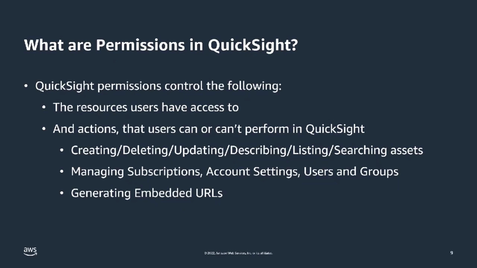Some of your users as well, so your administrative users, will also want to have permissions to manage your subscriptions. So that's the different, say, pricing models and billing options that you signed up to within QuickSight, the account settings, and also users and groups themselves within QuickSight. There's different actions as well. So one of the links we've got at the end for you will explain all the available actions there are.